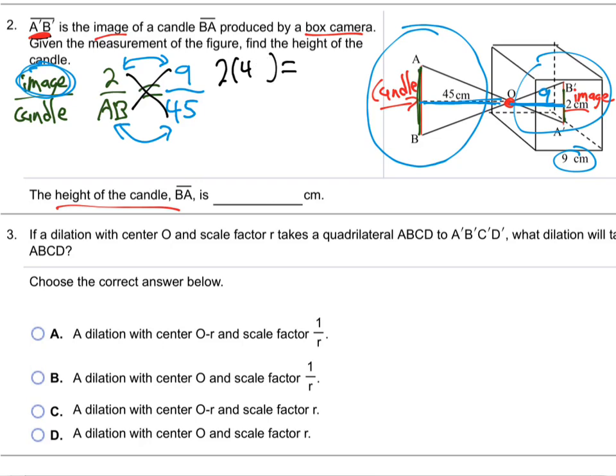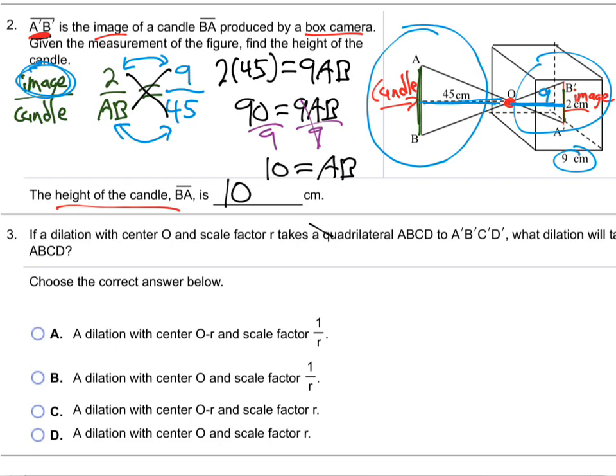2 times 45 is 9 times the AB. That's 90 equals 9 times the AB, the candle length, divide by 9. Boom. AB is 10. So AB or BA, whatever they want to call it, the height of the candle must actually be 10. This must be 10, and this is only 2, meaning that the candle is 5 times as big as its image. See that? This is 5 times.